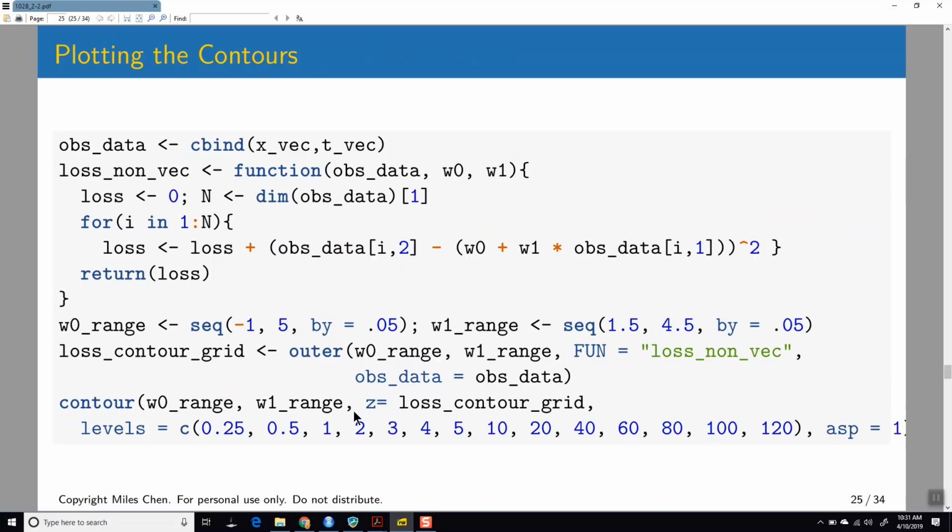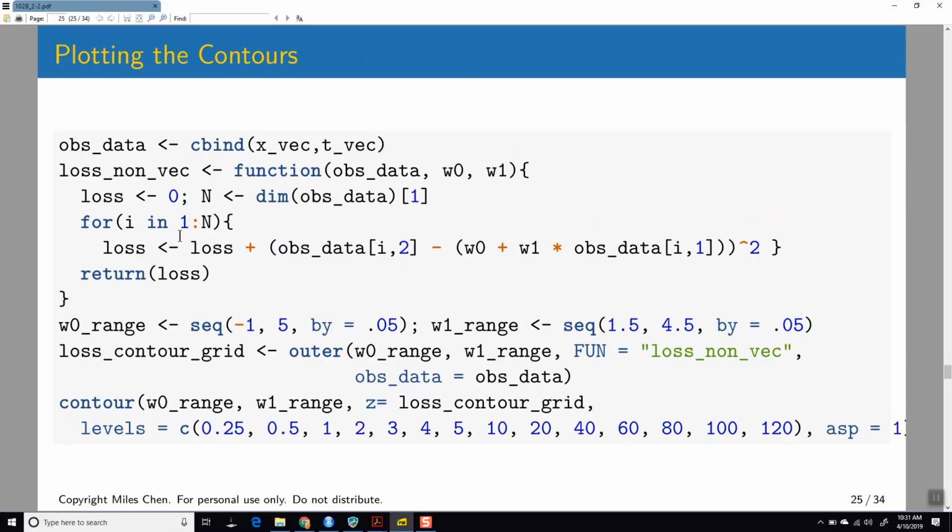Plotting this requires a little bit more work, okay? And that's primarily just because of the function of plotting the contour. In order to plot the contours, you need a grid of every single kind of value, and so you know you have to create a range of W0 and W1 values.